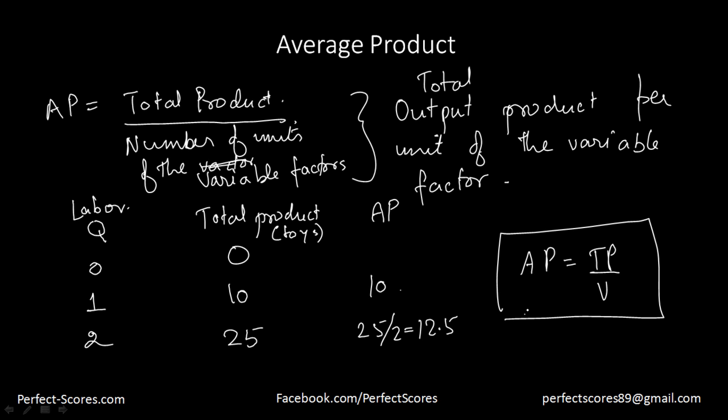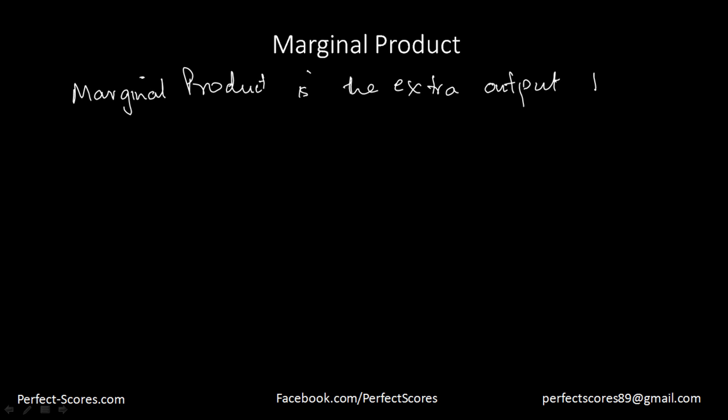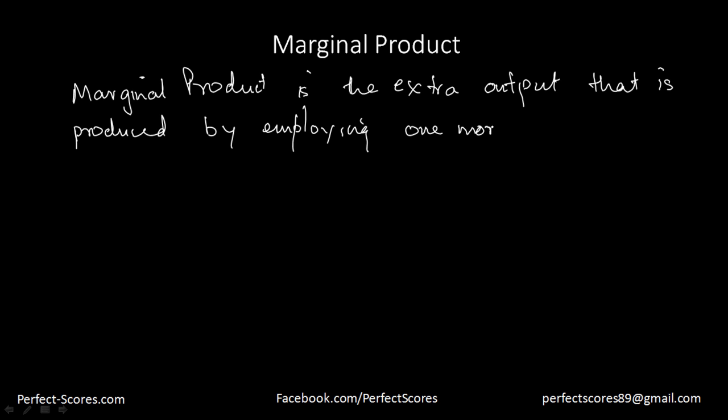So suppose you're understanding this point over here, what is average product? Now the next thing is the marginal product. So what do you mean by marginal product? I'll talk about the mathematical definition and the normal definition as well. Marginal product is the extra output that is produced by employing one more unit of variable factor.